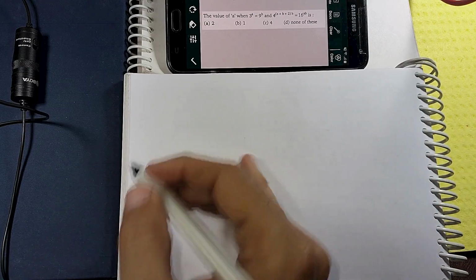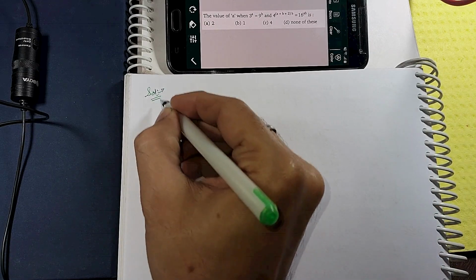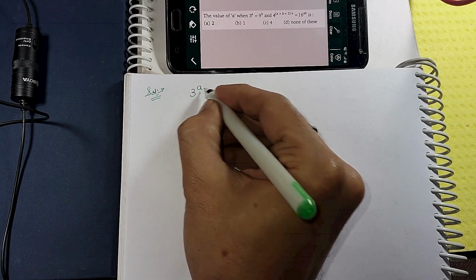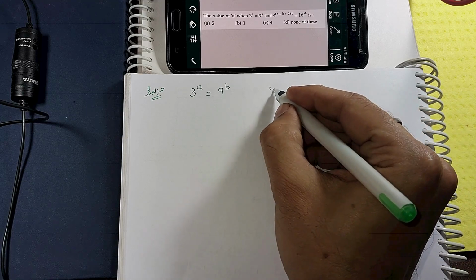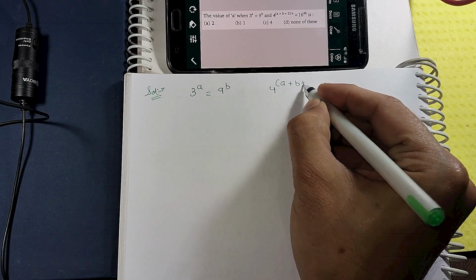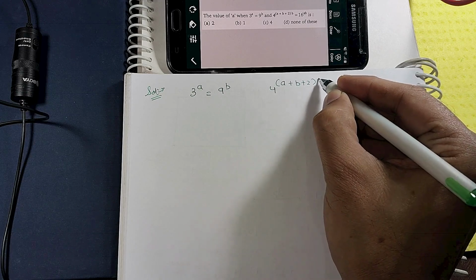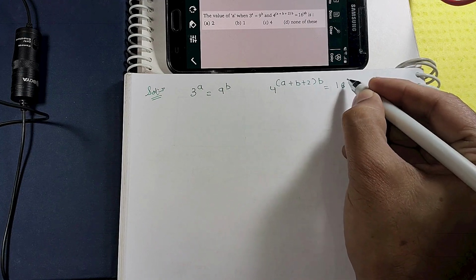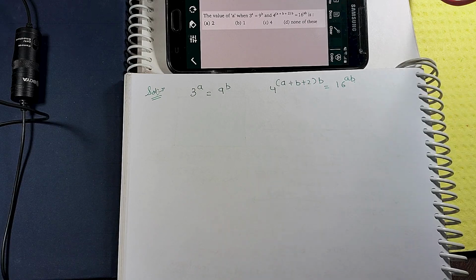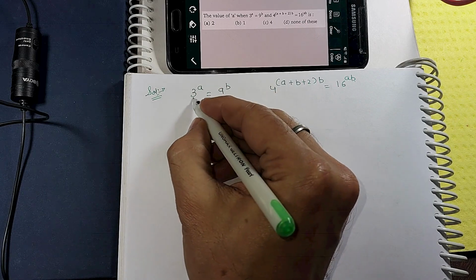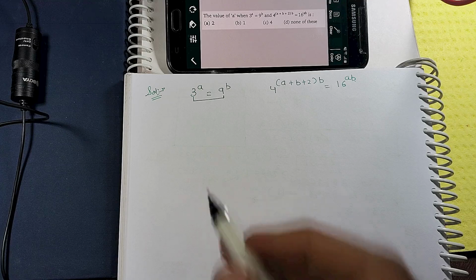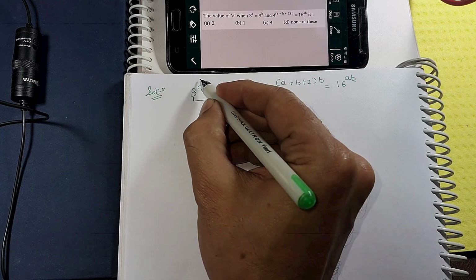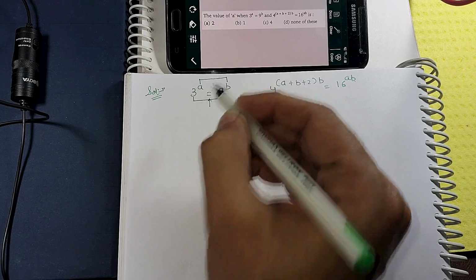The value of a when 3^a is equal to 9^b. So we have been given that 3^a is equal to 9^b, and 4^(a plus b plus 2) whole multiplied by b is equal to 16^(ab). Now I have told you, whenever such kind of question comes, you must try to make the base common. And in that case, in case of equality, the powers, or exponents, can be equated, right?